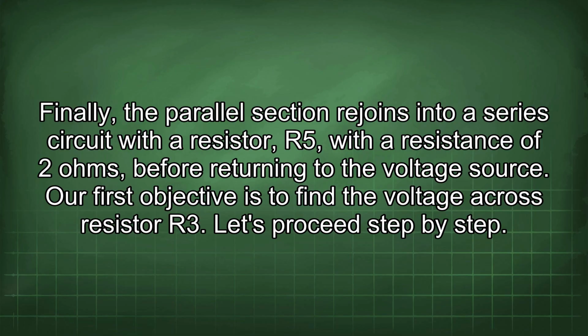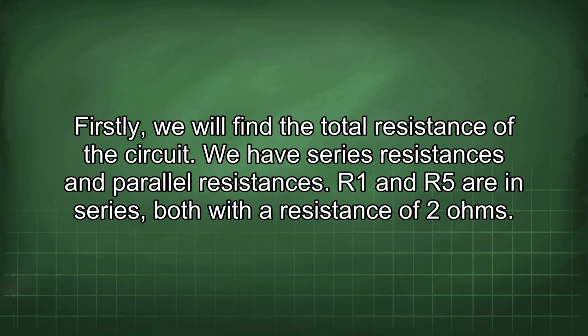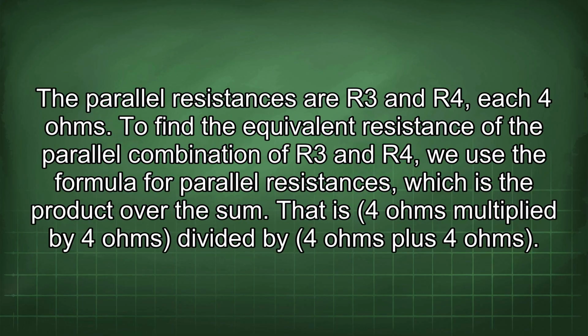Our first objective is to find the voltage across resistor R3. Let's proceed step by step. Firstly, we will find the total resistance of the circuit. We have series resistances and parallel resistances. R1 and R5 are in series, both with a resistance of 2 ohms. The parallel resistances are R3 and R4, each 4 ohms.